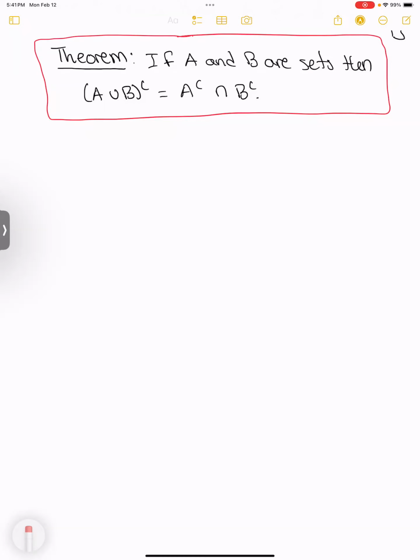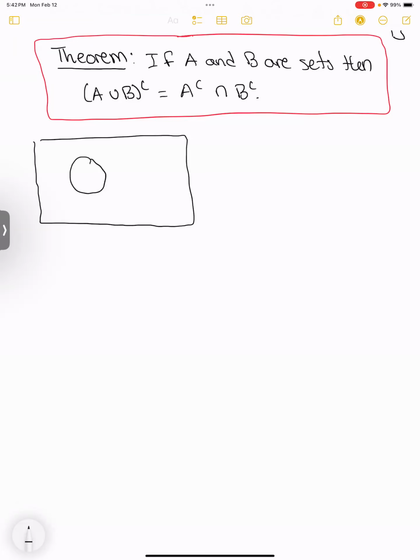And so this theorem says that if you have two sets A and B, you can take their union first and then take the complement, and that will be equal to if you take the complement of A and the complement of B and then take its intersection. So again, before we prove this, I want to just make sure that we believe that it's true. So we're just going to draw some simple pictures first.